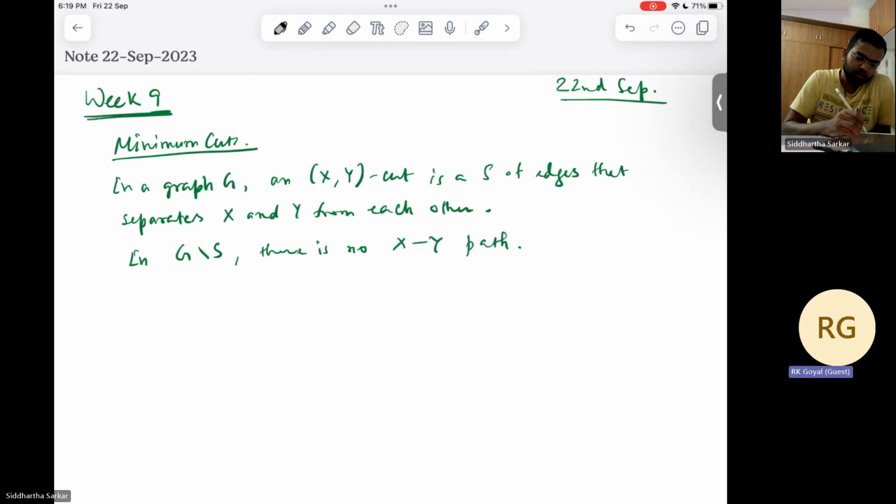And X and Y are the set of the vertices or what? Yes, I didn't say that today. So X is a subset of the vertices and Y is a subset of the vertices. Okay. So let us take this example.